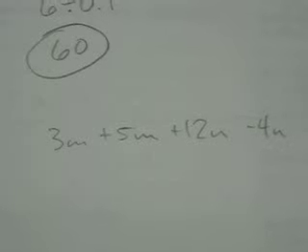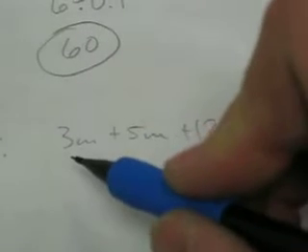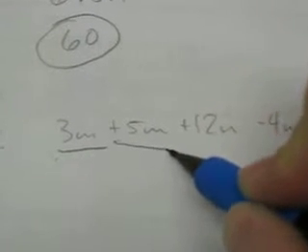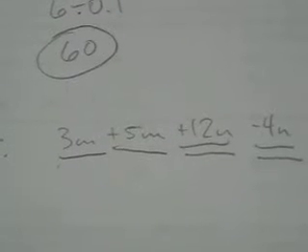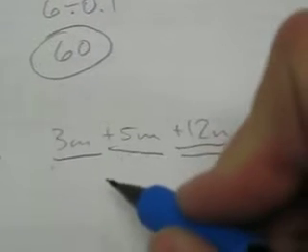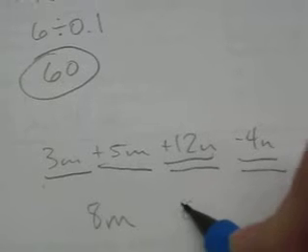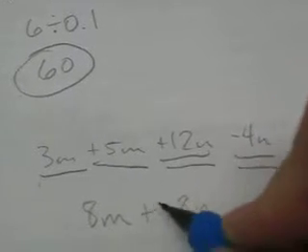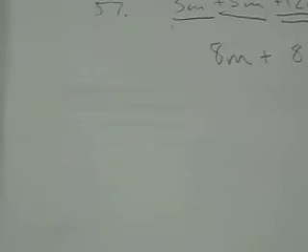Remember that like terms are any terms that have identical variables and exponents. Okay, so 3m and 5m are like terms. 12n and the minus 4n are like terms. So now if we do the operations that it tells us to here with the like terms, then we'll have our answer in simplest form. 3m plus 5m gives us 8m. 12n minus 4n gives us 8n. So 8m plus 8n would be our answer on 57 in simplest form.